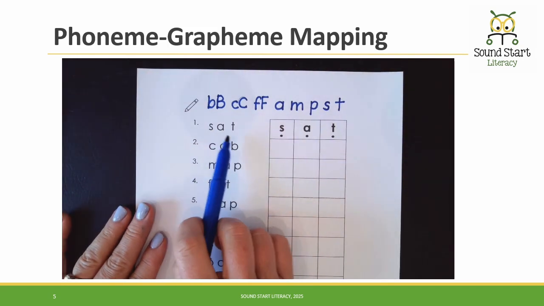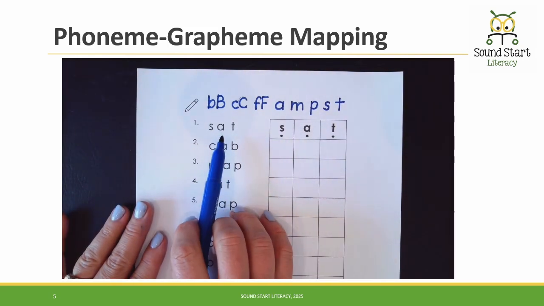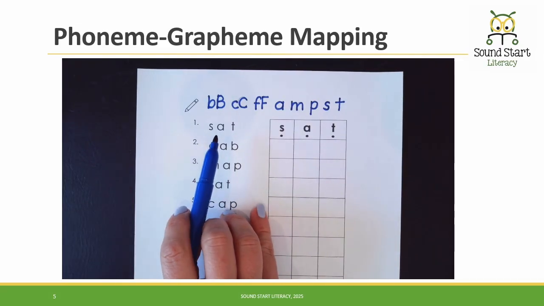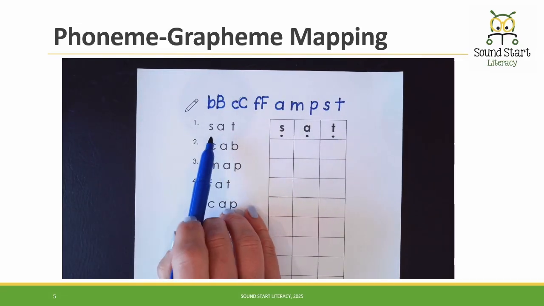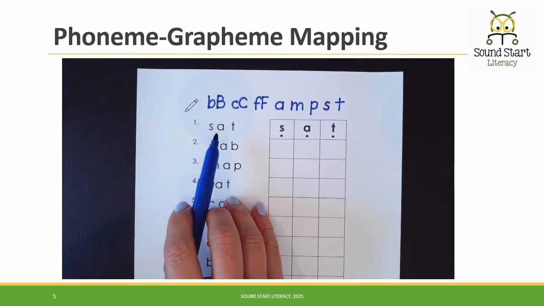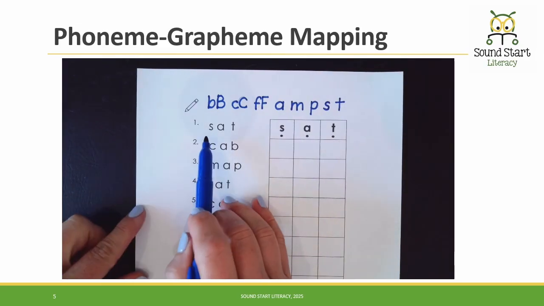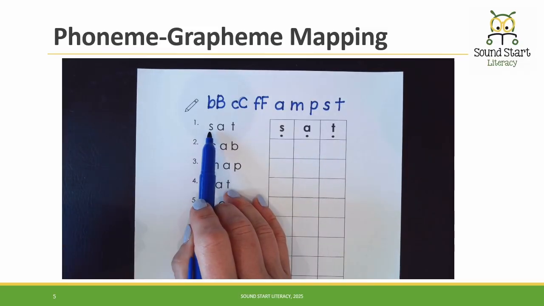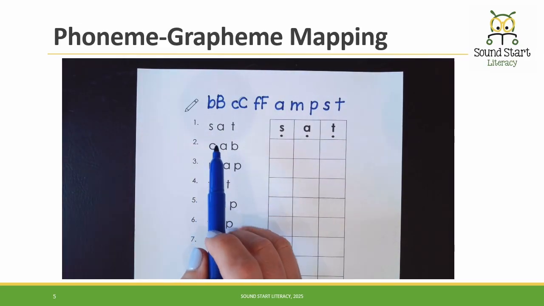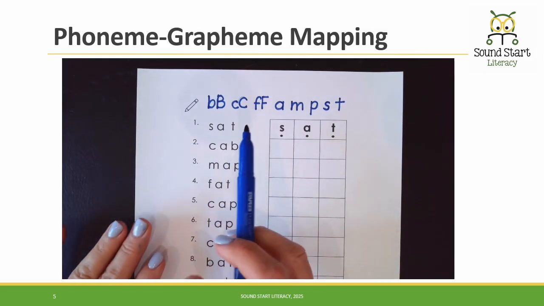The first one will always be done for you, just so you know how to map it. And when we say phoneme grapheme mapping, basically what we're doing is we're taking the phoneme or the sound that is coming out of your mouth and we're mapping it to the grapheme, which is that visual picture of the sound. So the grapheme is the actual letter, it's what we see, and the phoneme is what we say and hear, it's the sound. So we're mapping the letter and the sound.